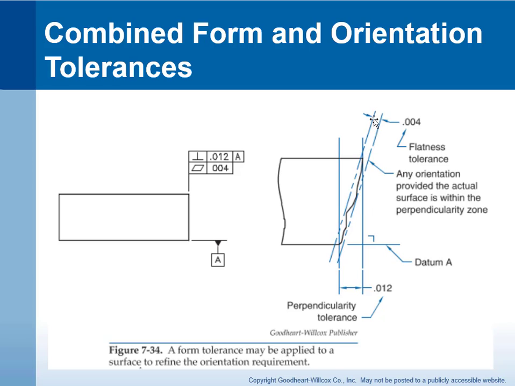If you notice, we're basing this 4 thousandths flatness on the actual dimensions and the actual high points of the surface, not based upon what datum A is. Here's our flatness tolerance. Any orientation is acceptable provided the actual surface is within the perpendicularity zone. Here's the perpendicularity zone. As long as the surface is within the perpendicularity zone, within this 4 thousandths flatness tolerance, the part is good. This concludes our movies for Chapter 7.